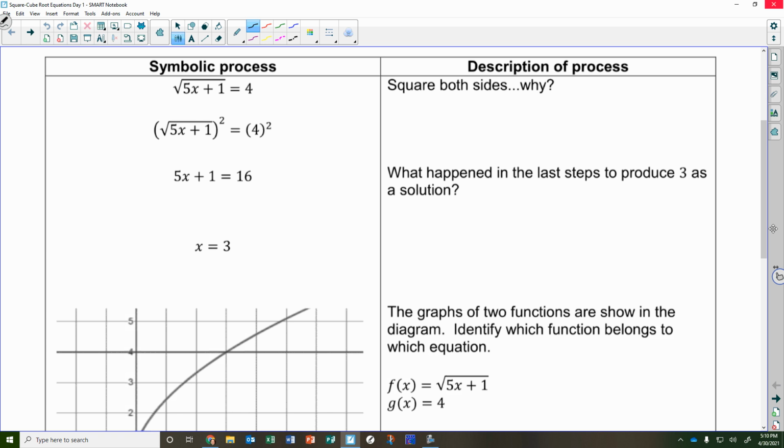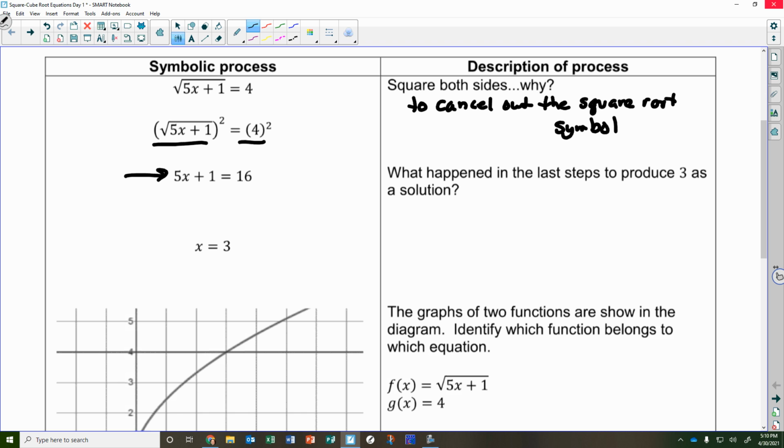So it says square root, we're going to square both sides. And why? Because we need to cancel out the square root symbol. When we square both sides, like we're doing right here, when we do the left side, we have to do the right side. Down here, you can see the square root lifts, and we square 4 to get 16.